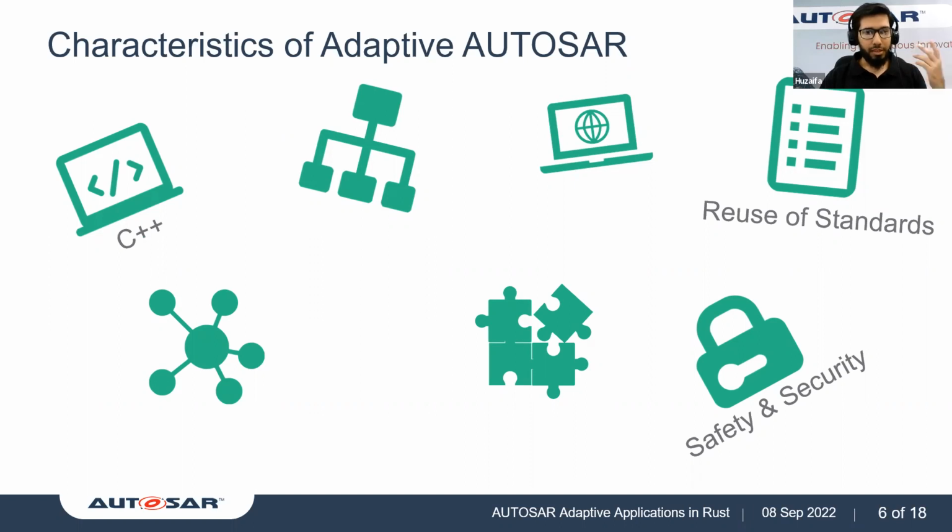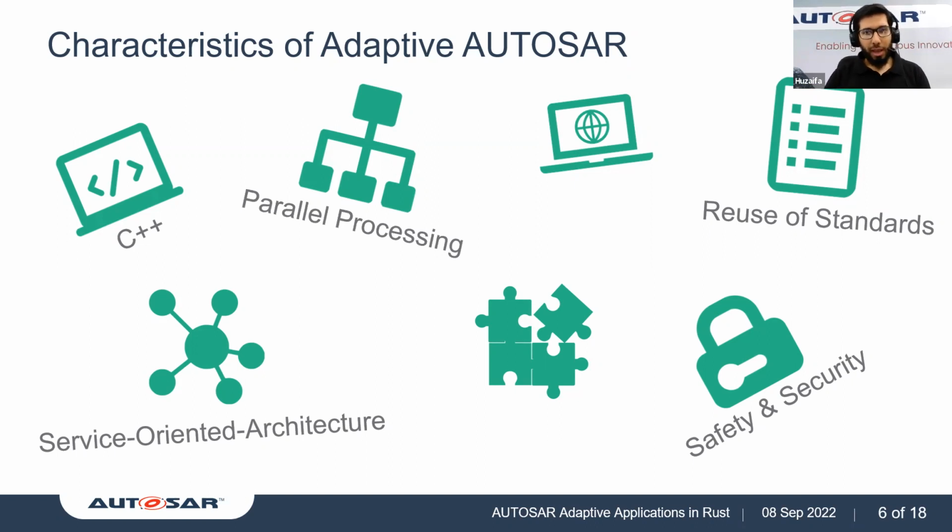The decision in the beginning, which still holds true, is that C++ would be the development language for adaptive AUTOSAR, and that still remains true. Then comes one other characteristic, the service-oriented architecture, which means that this is more of a scalable architecture. And we could have client-server architectures enhancing our applications, consumers, and so on.